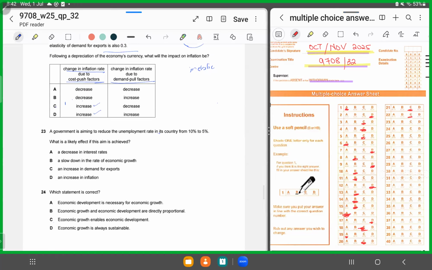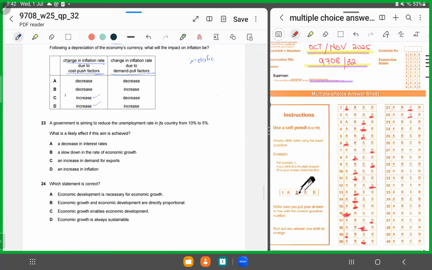Moving forward. MCQ number 23. 23 says a government is aiming to reduce unemployment from 10 to 5%. So if it's trying to reduce unemployment from 10 to 5%, what is the likely effect if this aim is achieved? So if the government is successful, what would happen? A says a decrease in interest rates, a slowdown in economic growth, an increase in demand for exports, an increase in inflation. So if unemployment falls, what would happen? The spending would increase, right?